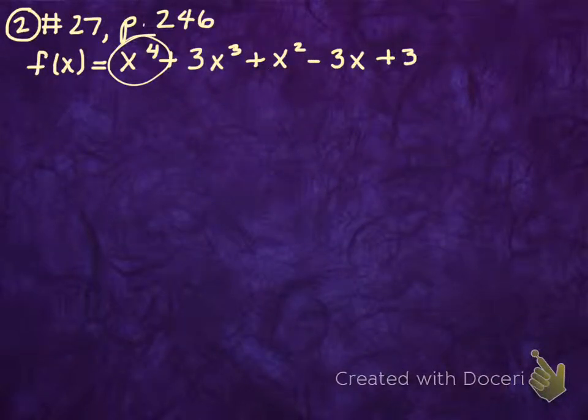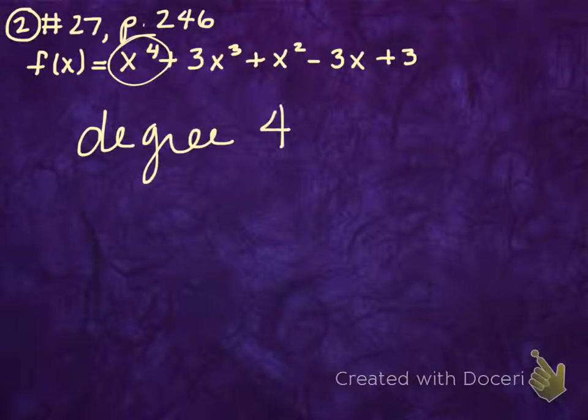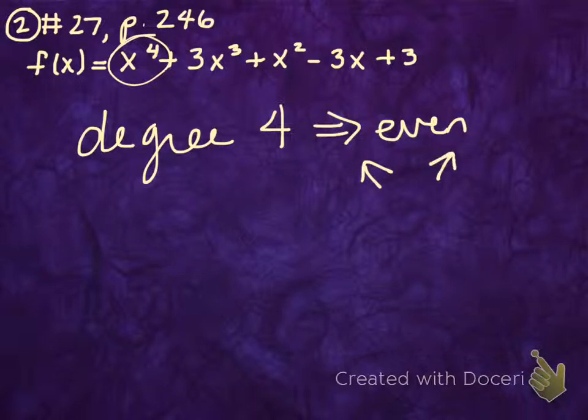Then we go to number 2 on the BAT list, and this one we are to use limit notation to describe the end behavior of this function. We'll remember that the degree of the polynomial determines the direction the ends go, and since this polynomial has degree 4, which is even, that means that if we have a positive leading coefficient, both ends go up.